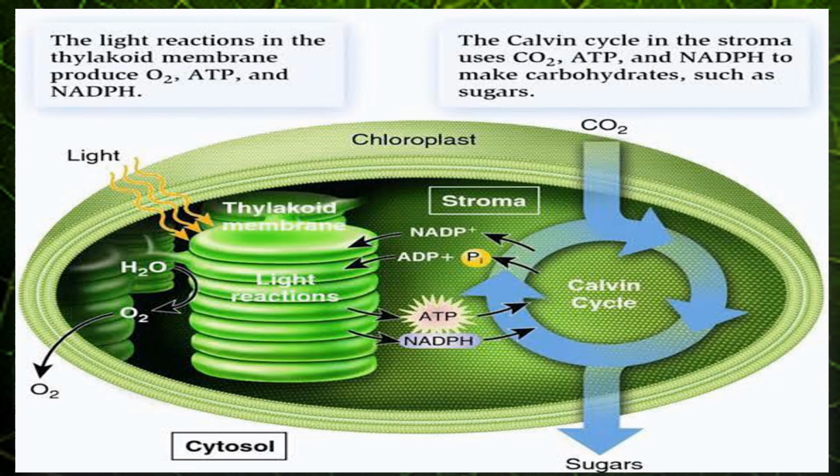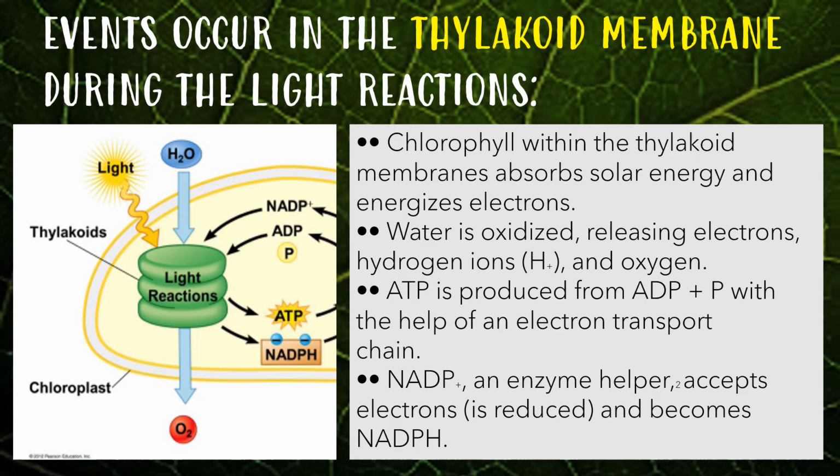As you can see here in the figure, the light reactions happen in the thylakoid membrane, producing oxygen, ATP, the energy, and NADPH, another kind of energy. On the other hand, the Calvin cycle happens in the stroma. It uses carbon dioxide, the energy ATP and NADPH to make sugar, or the so-called carbohydrates. Remember that.